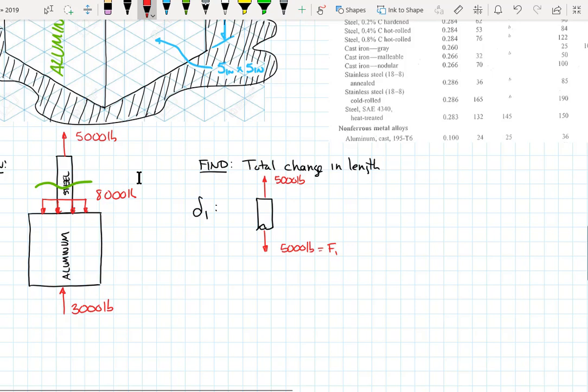It's going to start being important for these problems to keep up with which ones are positive and which ones are negative, because if I want to add them together, then some of them might be negative, some of them might be positive. I need to keep up with positive and negative. I'm trying to write this equation, right? Delta 1 equals F1 L1 over E1 A1. So I found F1, positive 5,000 pounds.